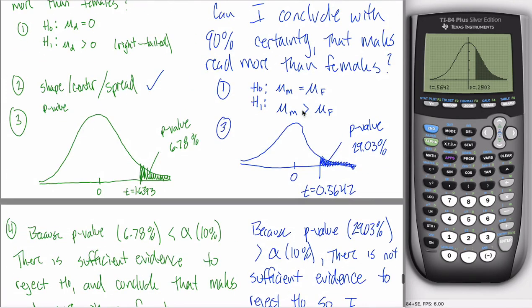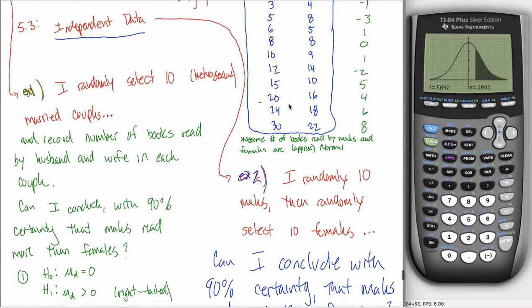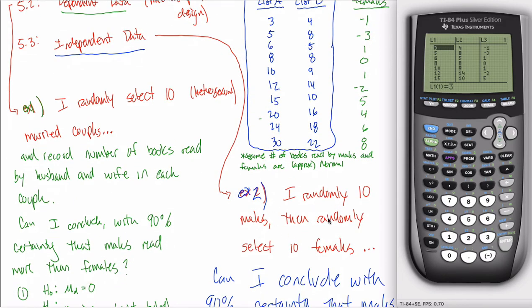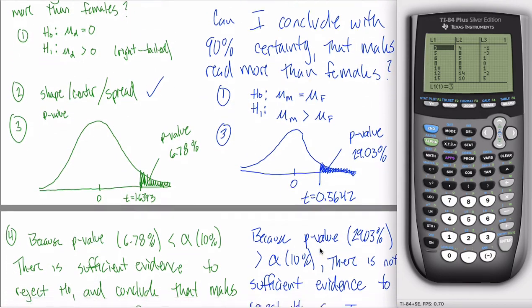First, you want to put your data into a list. Fortunately, I did that a few videos ago, so I don't have to do that. You just hit the stat key, type your data into some lists. I have males in L1 and females in L2. By the way, the differences are in L3, but I'm not using the differences anymore because, again, I'm dealing with independent data now because I'm working under this assumption and not under this assumption. So it's L1 and L2 where I have males and females respectively.